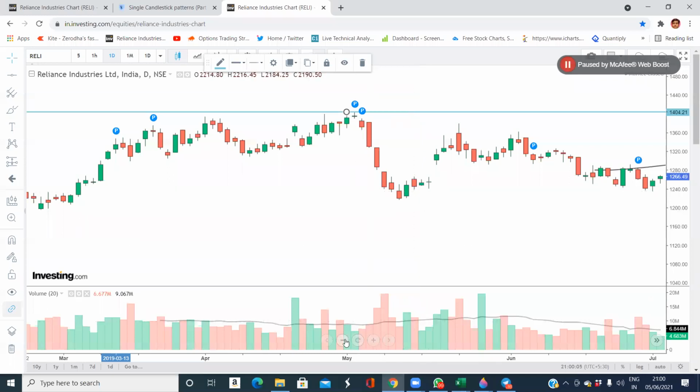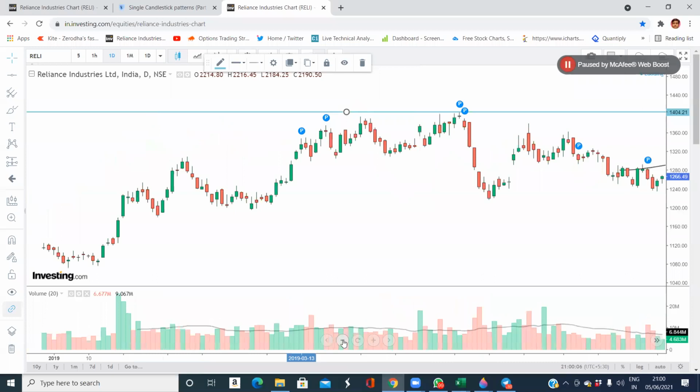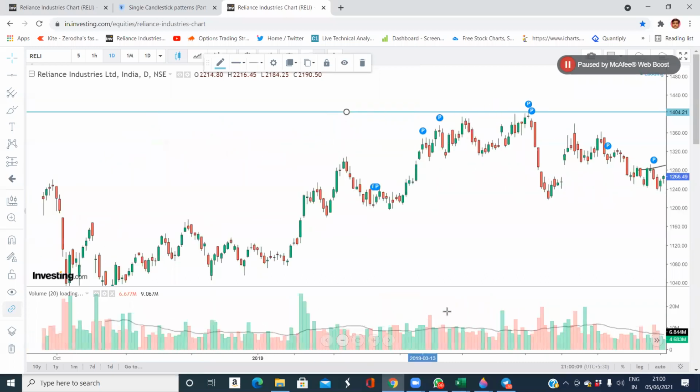So this doji is especially important near support and resistance. What is support, what is resistance, we will learn it, but first we will learn only what the candles are. Thank you, sir. But do practice every day. You will surely learn what the candlesticks are and all.